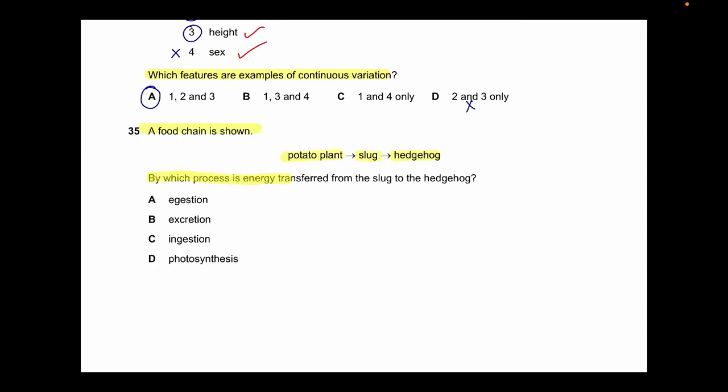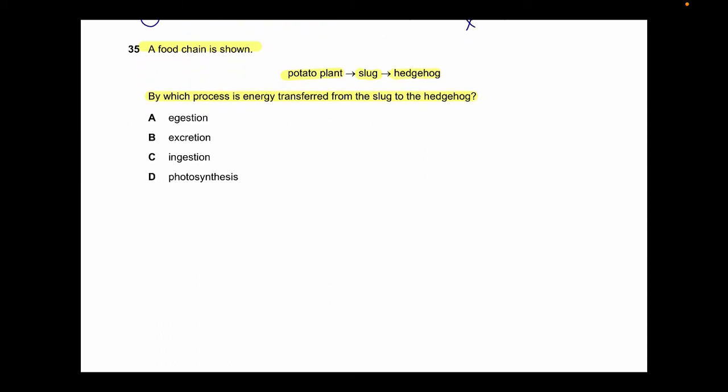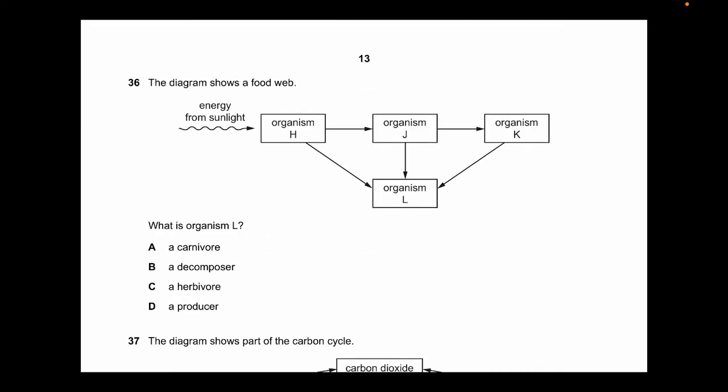A food chain is shown: potato plant, slug, hedgehog. By which process is energy transferred from the slug to the hedgehog? Well, when the slug is eaten by the hedgehog, the hedgehog gets energy. So egestion, no. Excretion, no. Ingestion, yes. Photosynthesis, no. Hedgehog is an animal, so it will not be doing photosynthesis. So option C is correct.